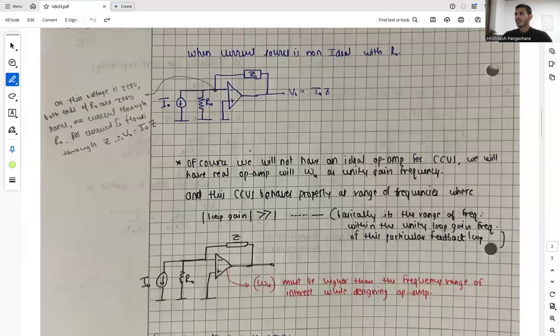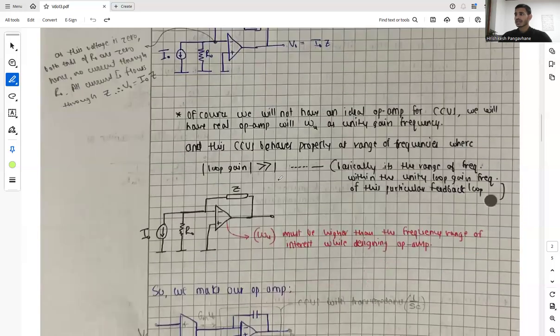So of course, we will not have an ideal op-amp for the current controlled voltage source. So we will have a real op-amp, which will have omega u as its unity gain frequency. And this current controlled voltage source behaves properly at a range of frequencies where the magnitude of loop gain is very, very high compared to 1. Basically, it is a range of frequencies within the unity loop gain frequency of this particular feedback loop.